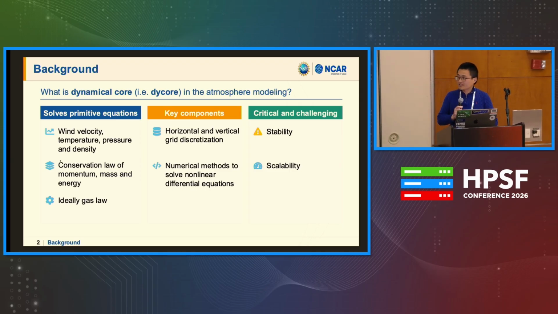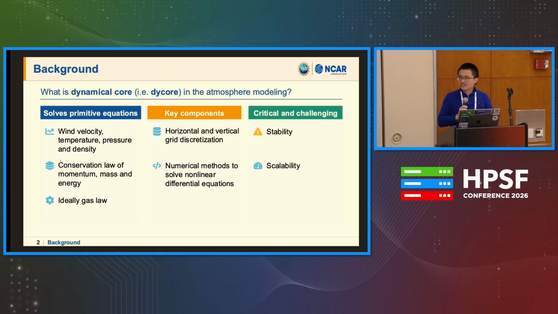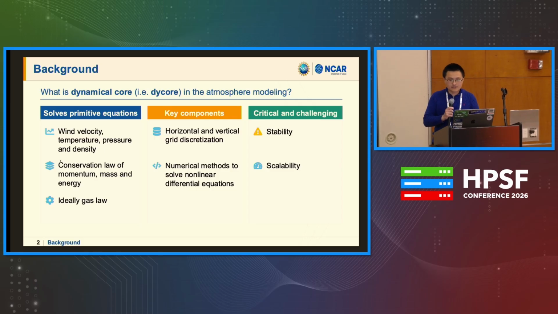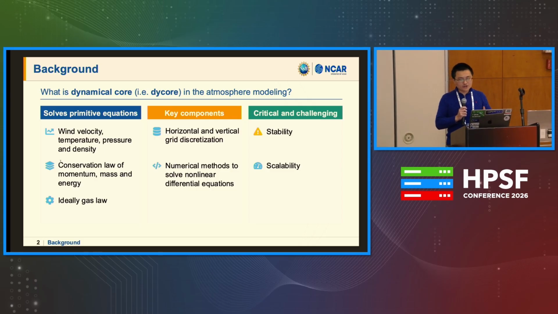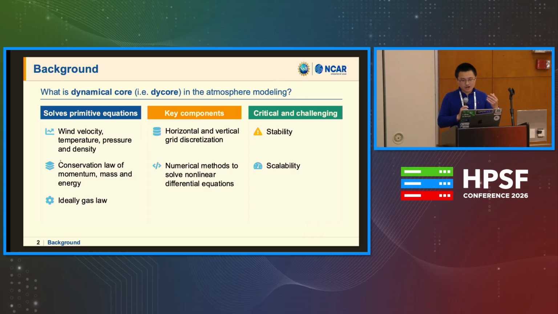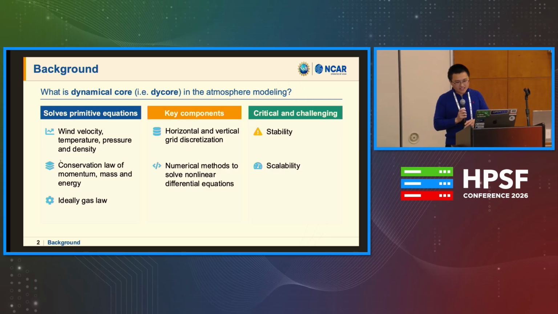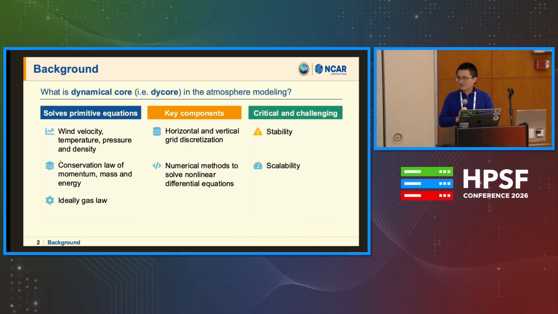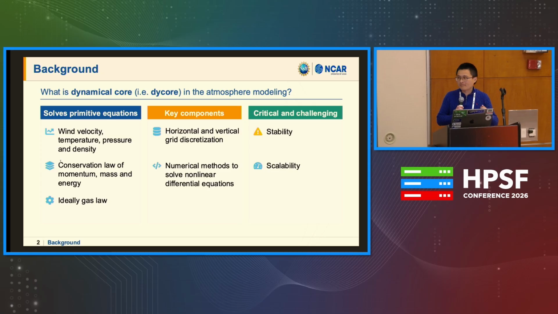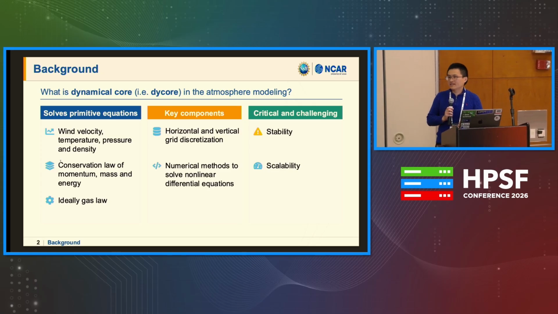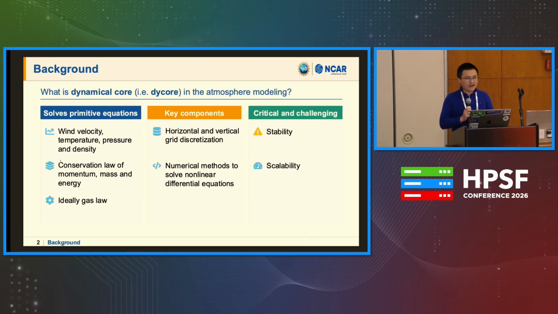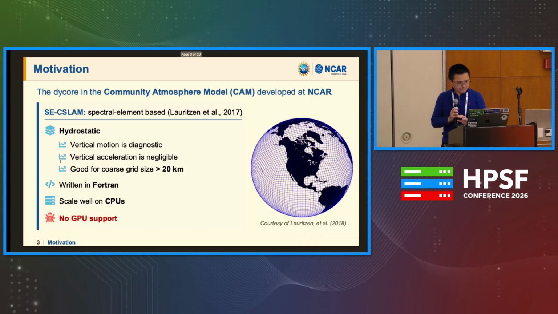And it's a very important component for the Earth system model because it handles the grid discretizations both horizontally and vertically. It also decides the numerical methods that are used to solve a set of nonlinear differential equations. And because of that, it is typically very critical and challenging to implement the dycore because you need to worry about your numerical stability, its correctness, as well as scalability. Because of that, different organizations usually develop their own dycores.